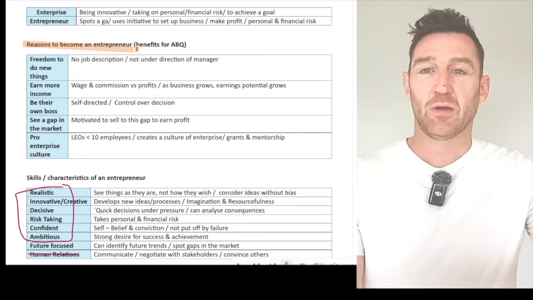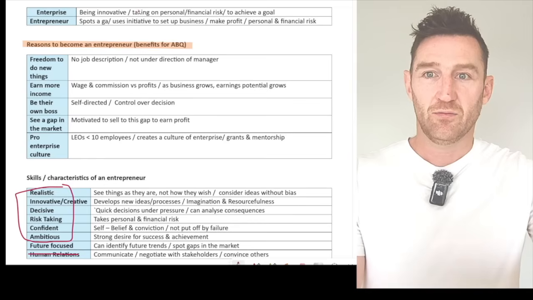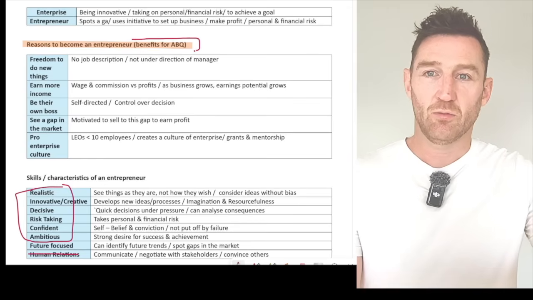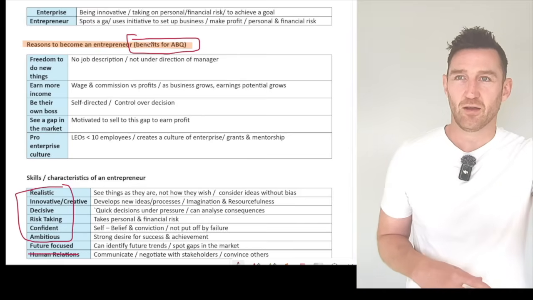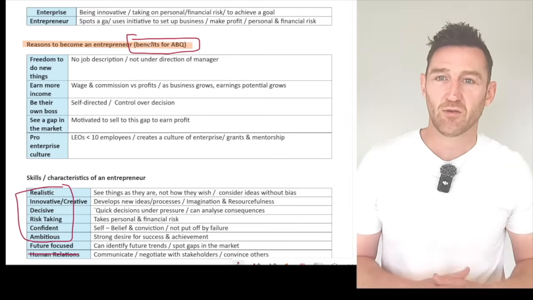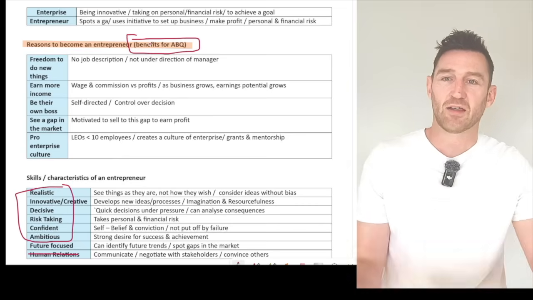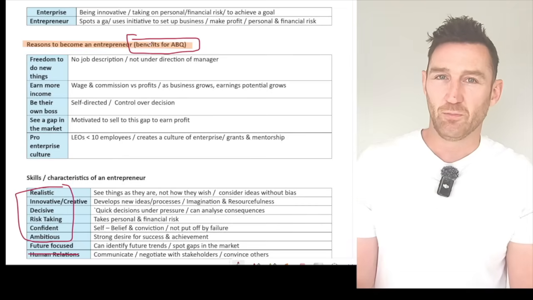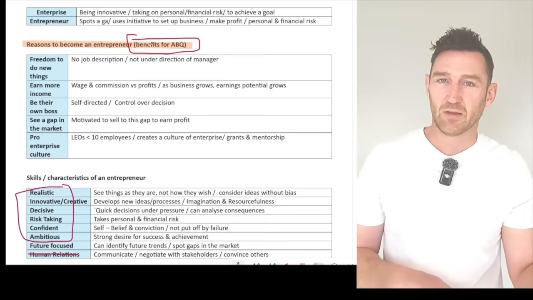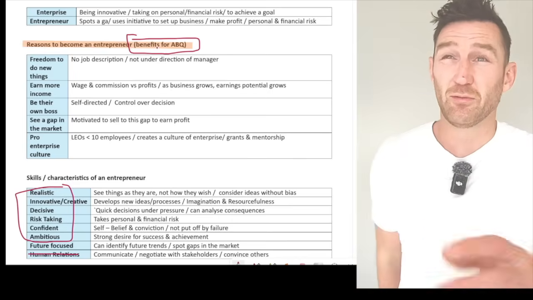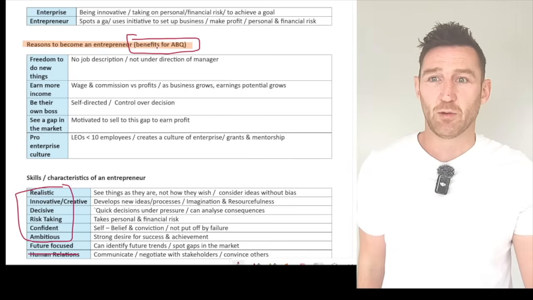When this cropped up in the ABQ, I think it was 2019, the question was about an entrepreneur called Emma, I think. It said something like, outline the benefits for Emma of becoming an entrepreneur. And the language in that was a little bit misleading, because the question was really asking what are the reasons why Emma would become an entrepreneur?